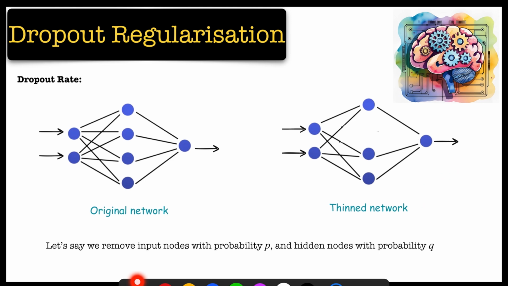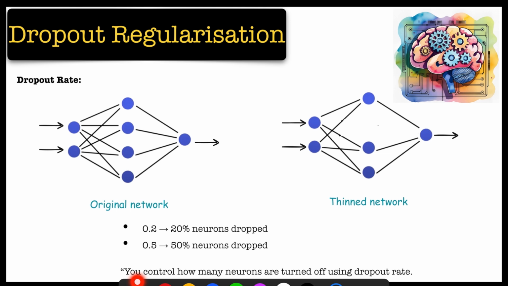So how do we decide which nodes to remove? We set some probability for that. Let's say we remove input nodes with probability P and hidden nodes with probability Q. Of course, we will not remove the output nodes because we need the outputs, right? We can remove input nodes and hidden nodes, and we set some probability to remove those nodes. 0.2 means 20% of neurons will be dropped, 0.5 means 50% will be dropped. So you control how many neurons are turned off using this dropout rate.